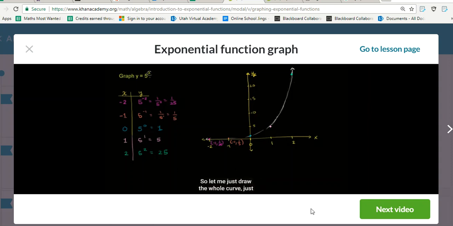So let me just draw the whole curve, just make sure you see it. Over here, I'm not actually on 0, although the way I drew it, it might look like that. I'm slightly above 0. I'm increasing above that, increasing above that. Once I get into the positive x's, then I start really, really shooting up.